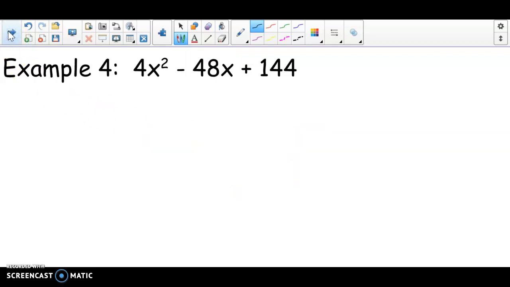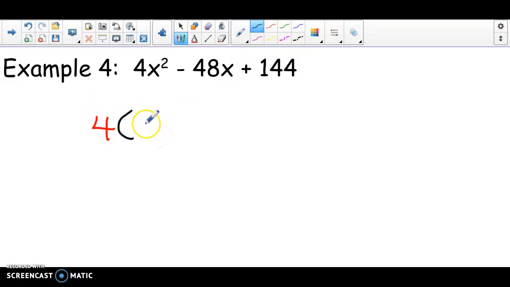Hopefully these are really easy. Now we're getting into where we have to look to see if there is a GCF that we can take out of everything. So if I look at those, there are a lot of 4s there. So I'm going to see, I can take 4 out of 4, I can take 4 out of 48, and I can take 4 out of 144. So my GCF is going to be 4. So I can take that out.